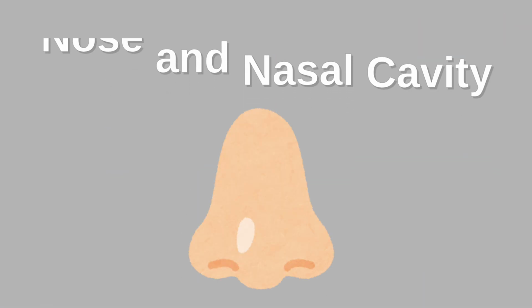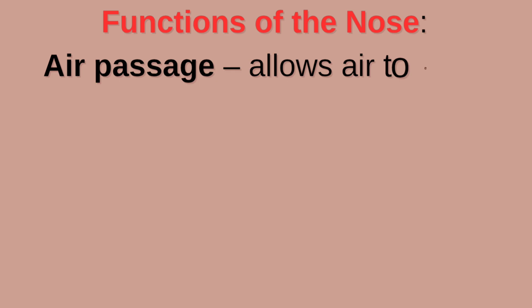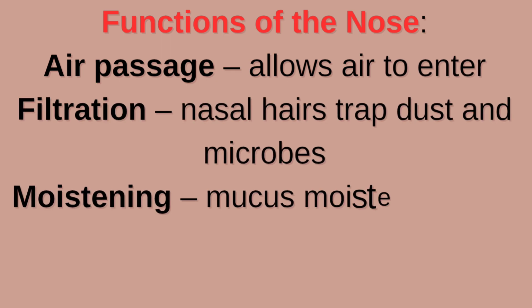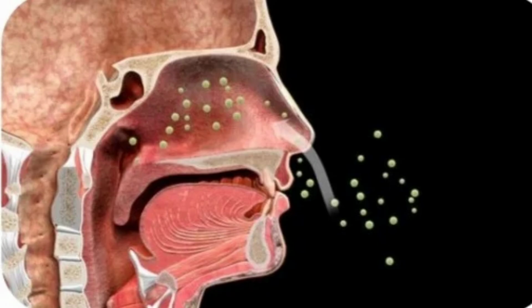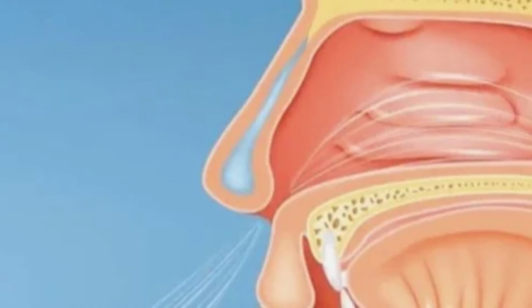Nose and nasal cavity. The nose is the external opening of the respiratory system. Functions of the nose: air passage, which allows air to enter. Filtration: nasal hairs trap dust and microbes. Moistening: mucus moistens dry air. Warming: blood capillaries warm the air. Inside the nose is the nasal cavity, lined with ciliated epithelium and mucus-secreting glands. This ensures that air reaching the lungs is clean, warm, and moist.